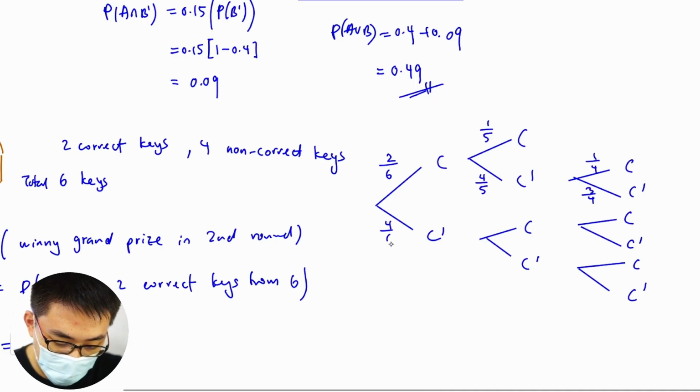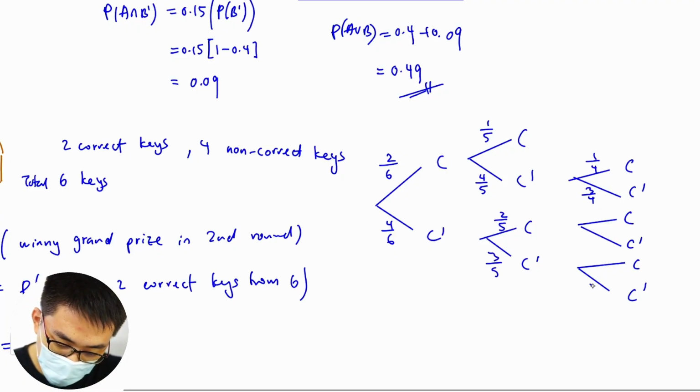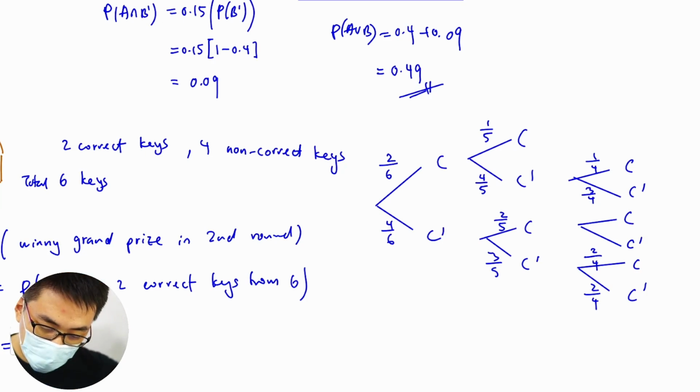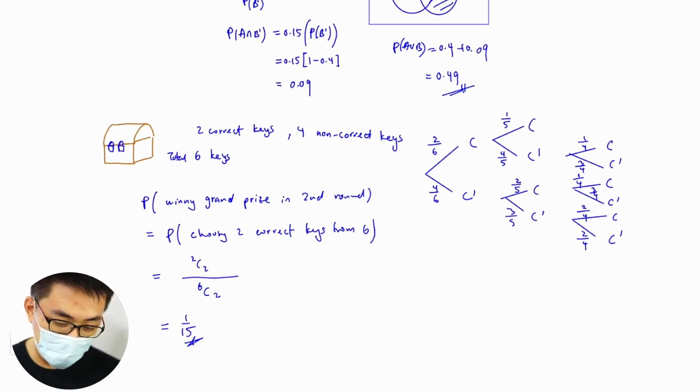This will be 4/6. These would be correct keys, which is 2/5, 3/5. Then this will be 2/4. This will be 2/4. 1/4 and 3/4. Okay, great. This is the tree diagram.